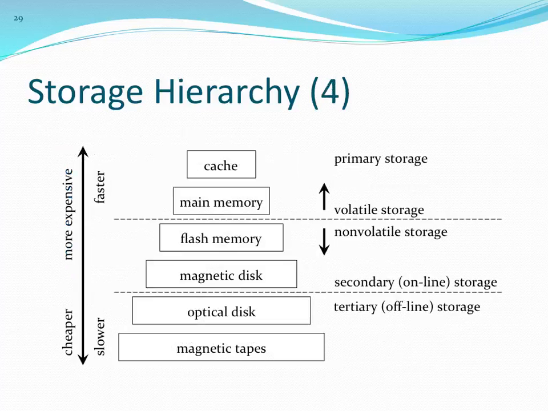This is another picture. You guys have all seen this kind of picture before, so it's certainly not new. Are there any questions? Okay, so let me see. Cache, main memory, flash memory, magnetic disk. Let's see. Optical disk and magnetic tapes. So the higher you go, it's faster, but it's more expensive, and it tends to be smaller because of the cost. And as you go down, it's cheaper, slower, and larger.